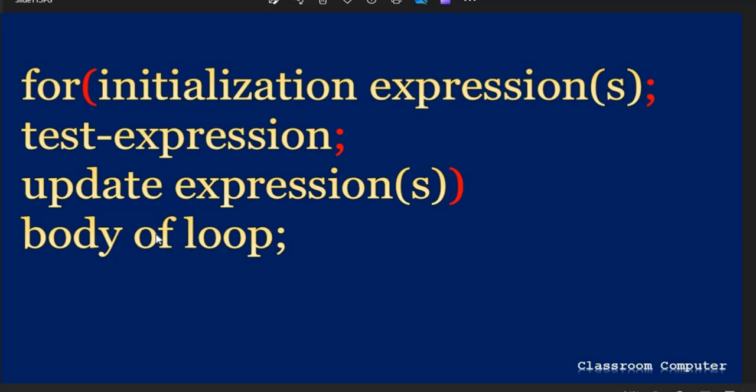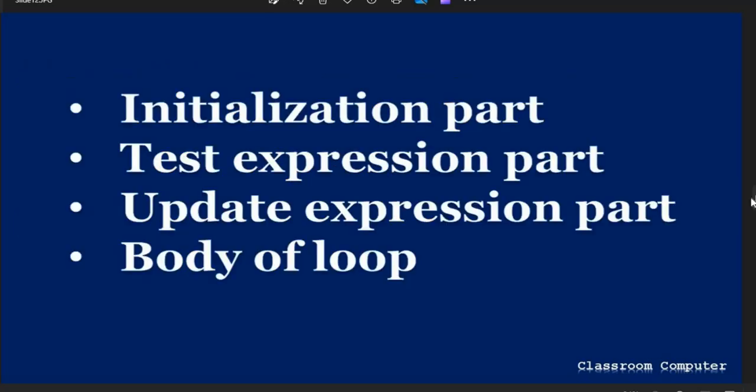Let's explain the syntax first. Here I expand the view of the syntax just for a better view. For that reason, I write this syntax in multiple lines, but you have to write everything in a single line, except the body of the loop. Here you can see I add s after initialization expression and update expression, because we can write multiple initializations and updations in a single for loop. Basically, a for loop contains 4 parts: initialization part, test expression part, update expression part, and body of the loop.